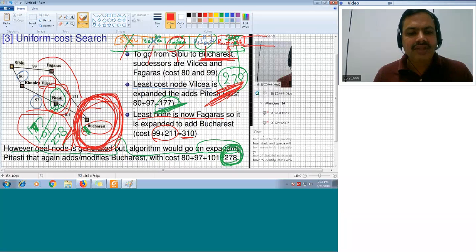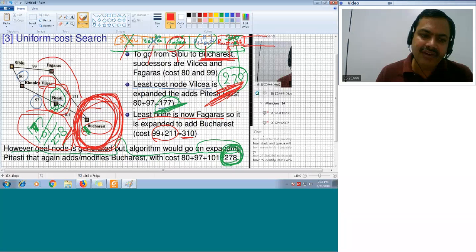This is the new item, if it is a new item. For example, earlier, the first time when you are at Fagaras and you find Bucharest, you just put it into the frontier. But the next time when you see that the item is already in the frontier, you check what the value is. You find the value is 310, and therefore you replace that value 310 with 278. This is what we have done. So it is a progressive algorithm.